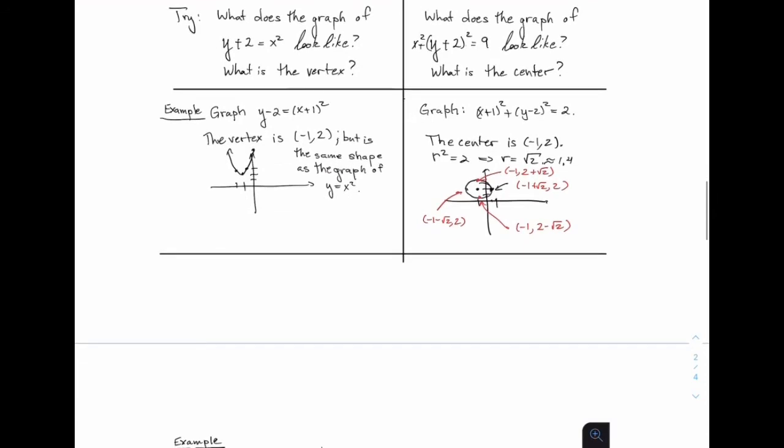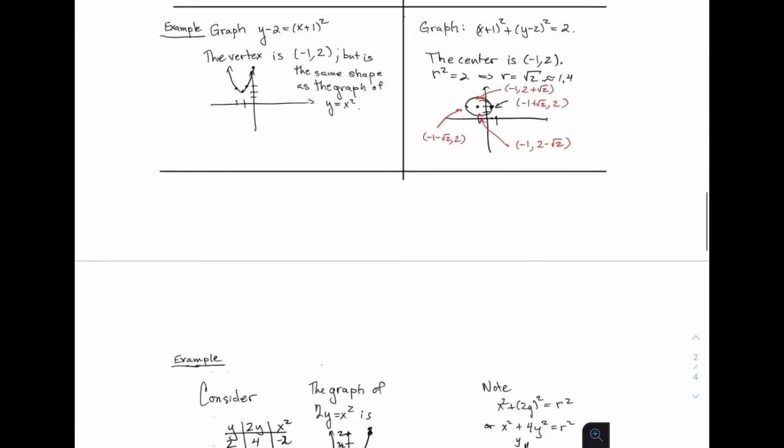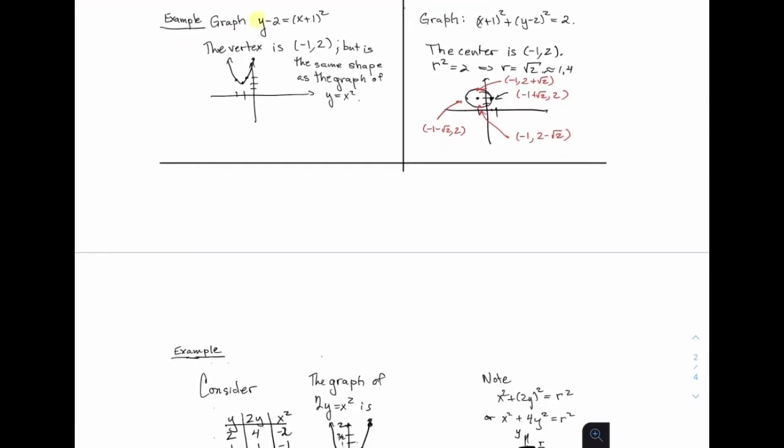Try these similar problems, one for the parabola, one for the circle. Identify the vertex and the center and the radius. Okay, now let's combine those two.